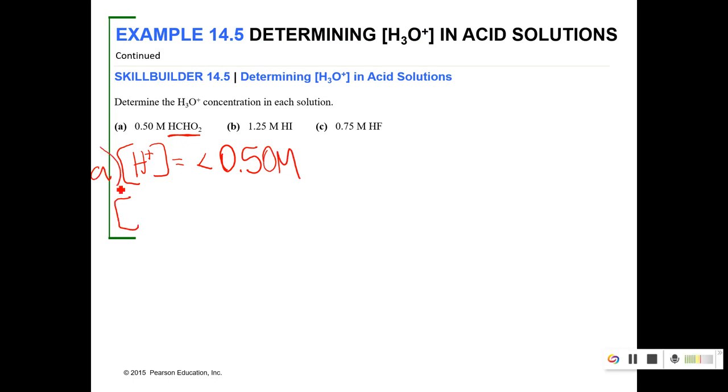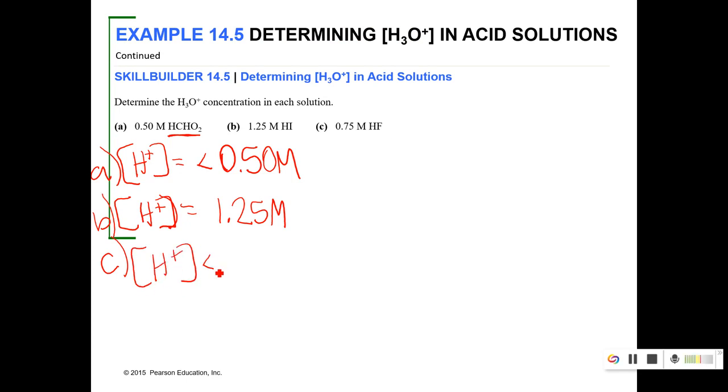Okay, so this is A. For B, B is strong, so not the bracket value but equal to. And then C is weak, so weak ones are less than. Strong ones are equal to. That's what you need to know.